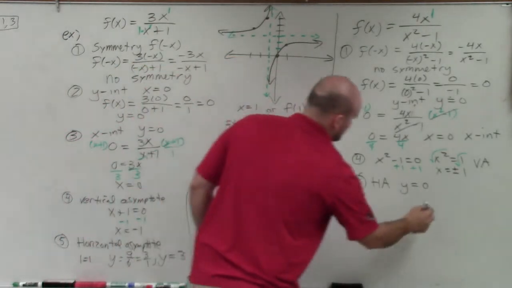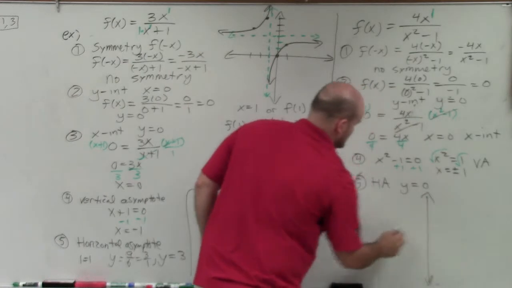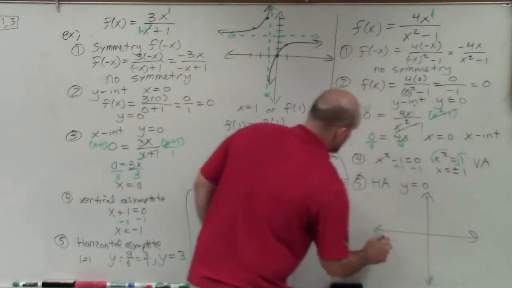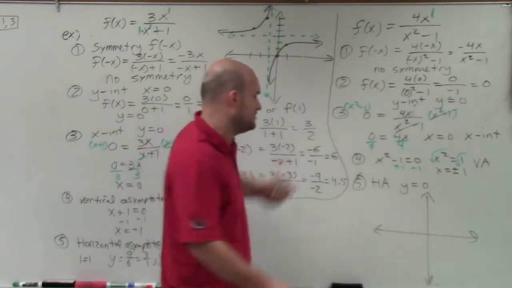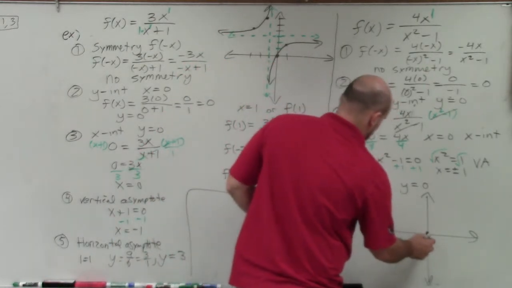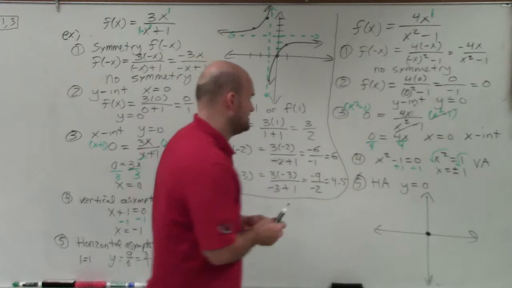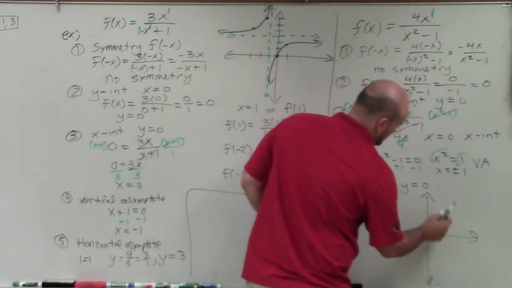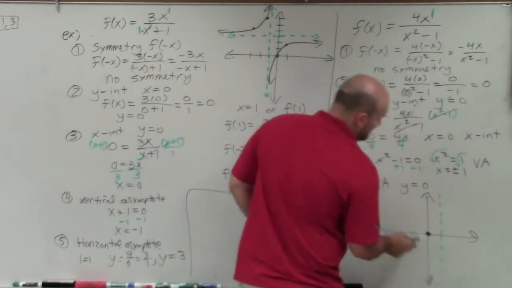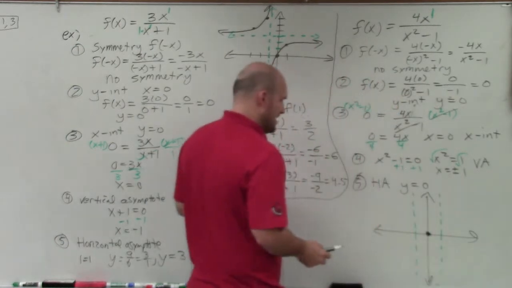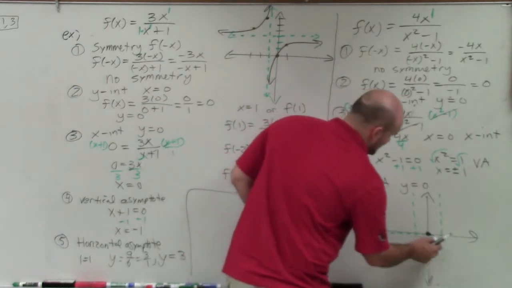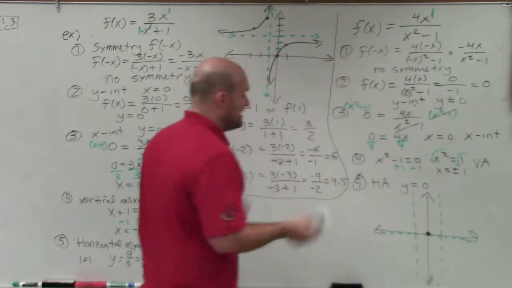All right, so let's go ahead and graph this. OK. To graph this, the best thing to do is to graph your x and y intercepts first, which is at 0. I have a vertical asymptote at positive 1. I have a vertical asymptote at negative 1. And then I have a horizontal asymptote at 0. Now, I already have 1 point.